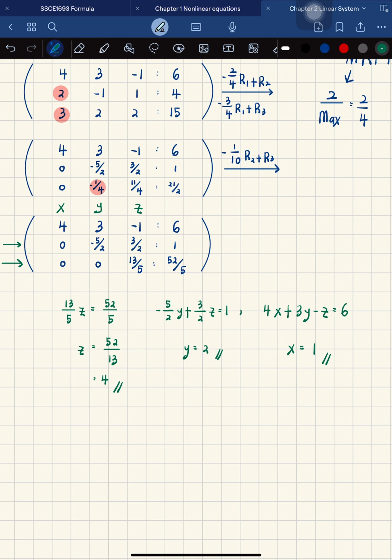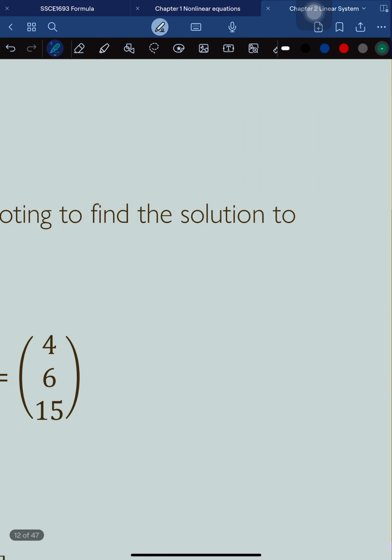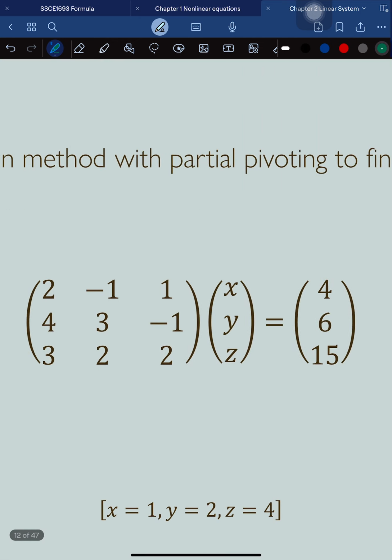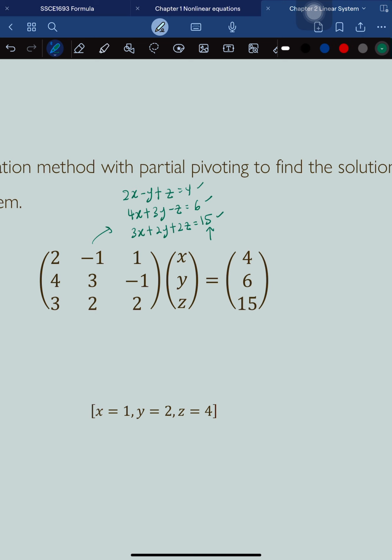Actually, you can check whether your answer is true or not. After you get the values of x, y, z, you substitute back into these equations. You have x minus y plus z equal to 4. 4x plus 3y minus z equal to 6. 3x plus 2y plus 2z equal to 15. So you substitute the values x, y, z into each equation to check. If you get values similar to 4, 6, and 15, then your answer will be correct.